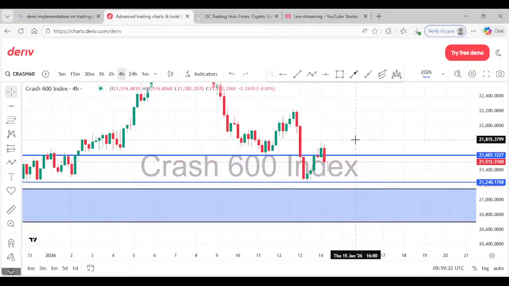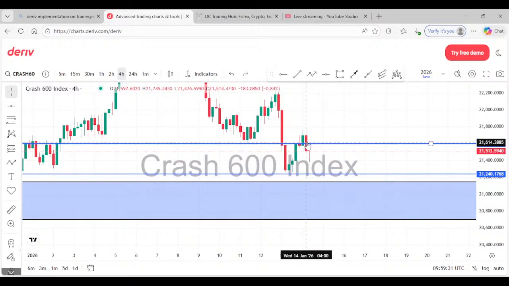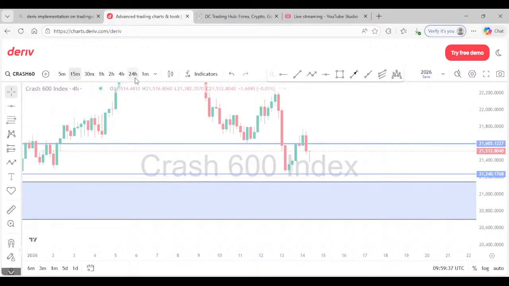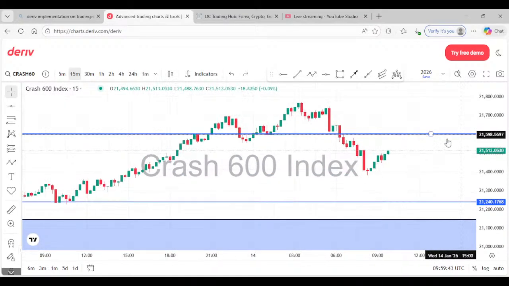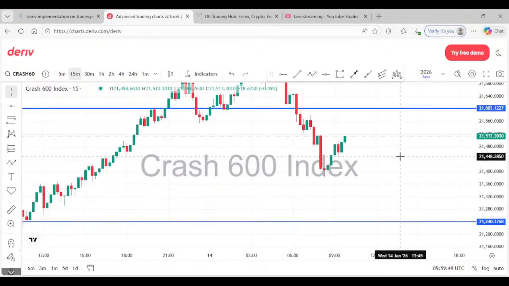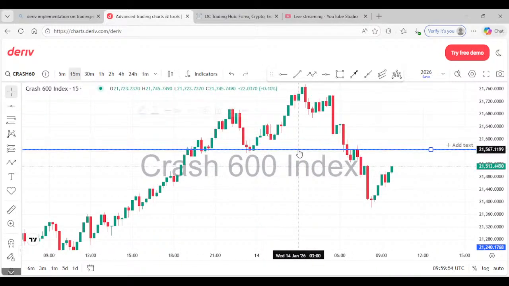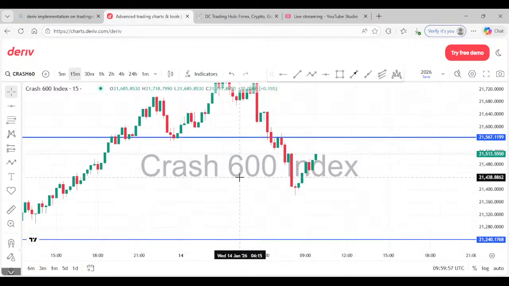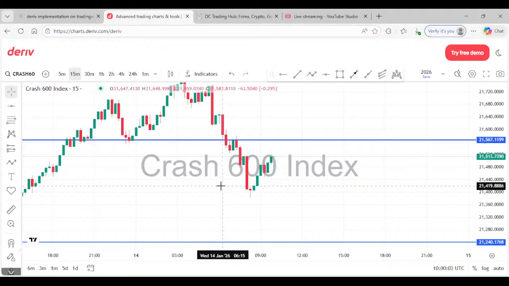Let's go and look at Crash 900. So let's just wait for this to play out, and then because of this previous bearish candle, we are likely going to see price dropping down and hitting this level. So let's go on the 15-minute time frame. Let's drop down 600. Which one is that?